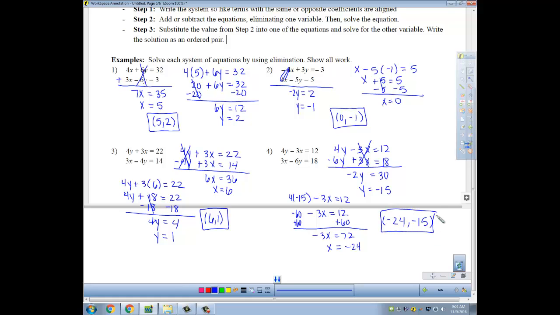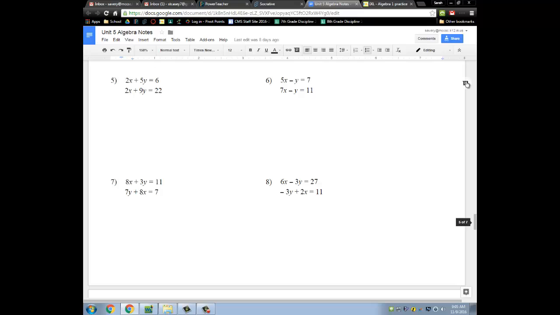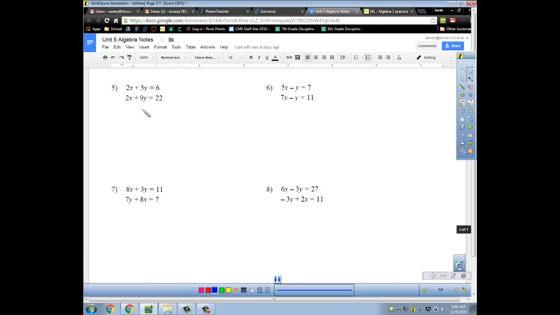Okay. Now the next four are going to be a little bit more difficult just because we will have the same number but not different signs. So there's an easy solution to that. For number 5, I noticed my x's have the same number but they have the same sign. Not what I want. So a quick way to fix that is just pick one of the equations and change all the signs. So I'm going to leave the first equation alone, but I'm going to change all of my signs on my second equation.